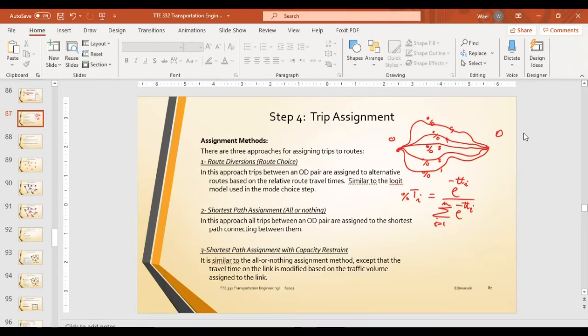Okay, there is another method, which is using the shortest path. I have an origin and I have a destination, so we assume that drivers will go on the shortest path only, all or nothing. Okay? In this approach, all trips between an OD pair are assigned to the shortest path connecting between them. Of course this is not realistic, but this one is more difficult to solve.